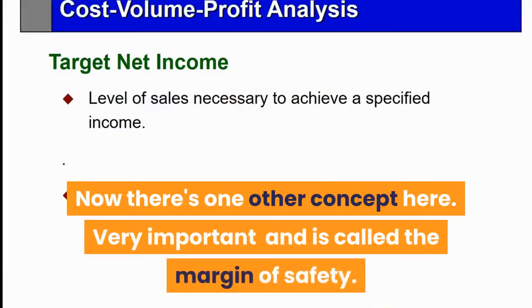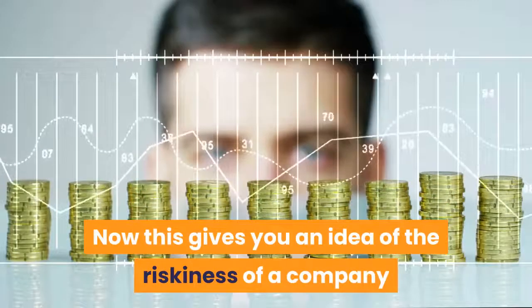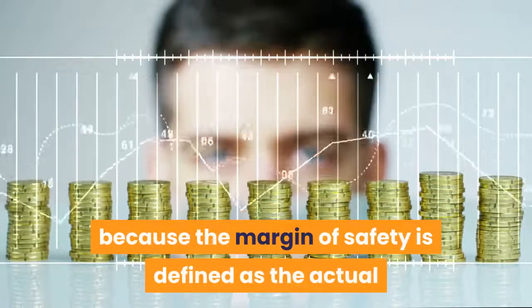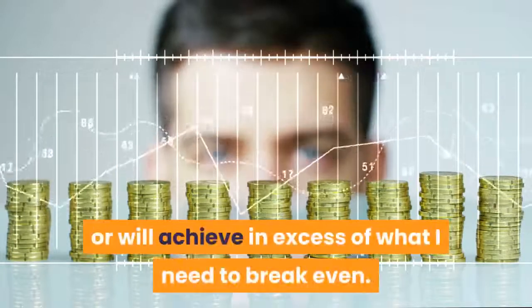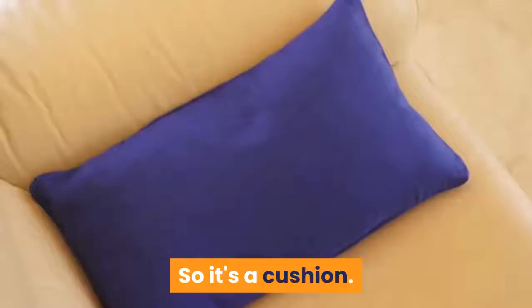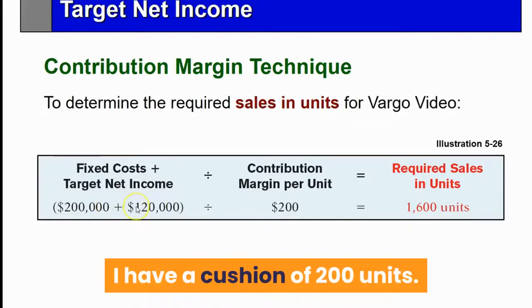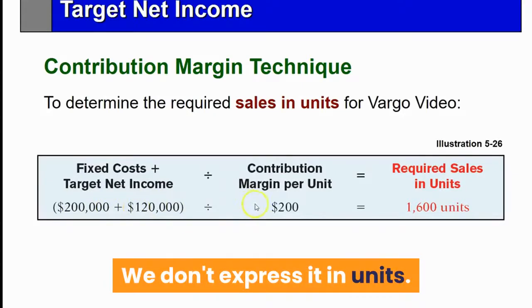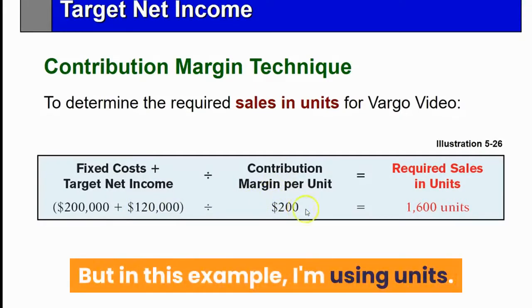Now there's one other concept here, very important, and it is called the margin of safety. This gives you an idea of the riskiness of a company, because the margin of safety is defined as the actual or expected sales that I am currently achieving or will achieve in excess of what I need to break even. So it's a cushion. If, for example, I'm selling 1,000 units now and I need 800 to break even, I have a cushion of 200 units. We don't usually express it in units, we express it in dollars, but in this example, I'm using units.